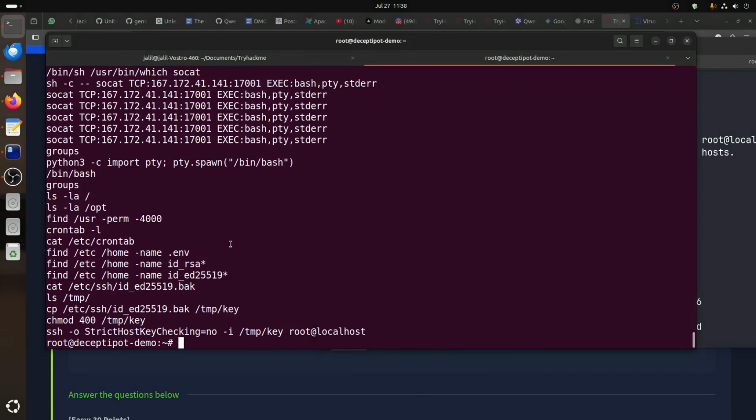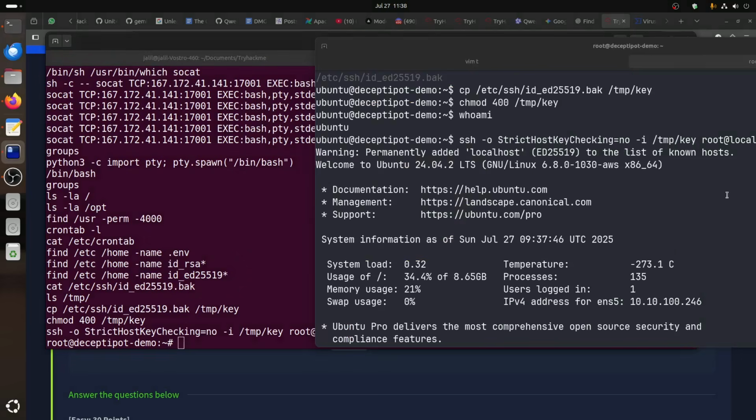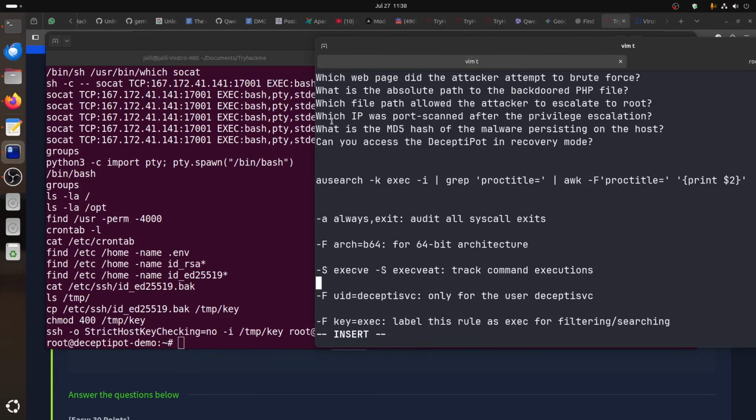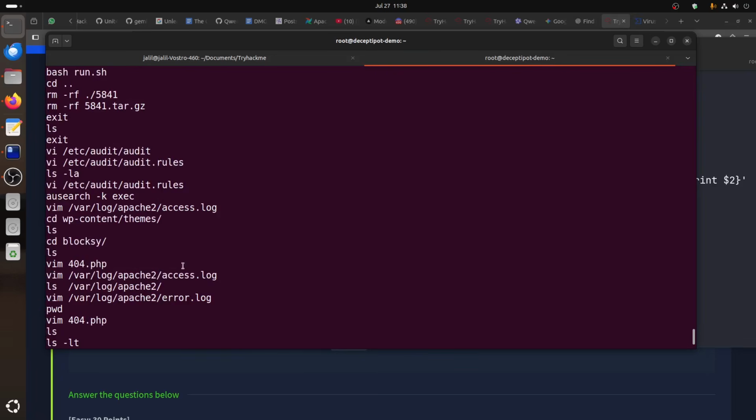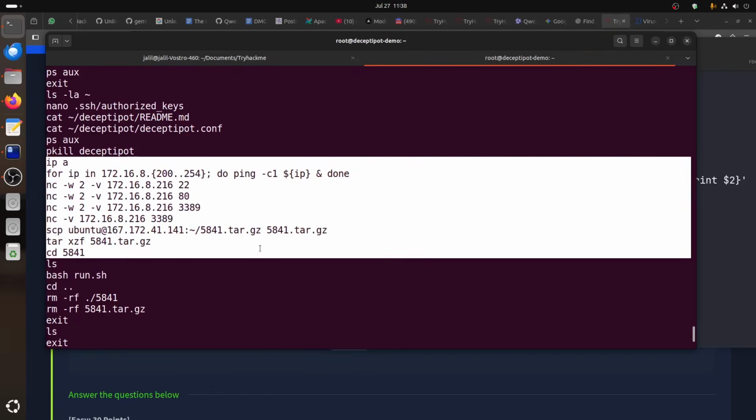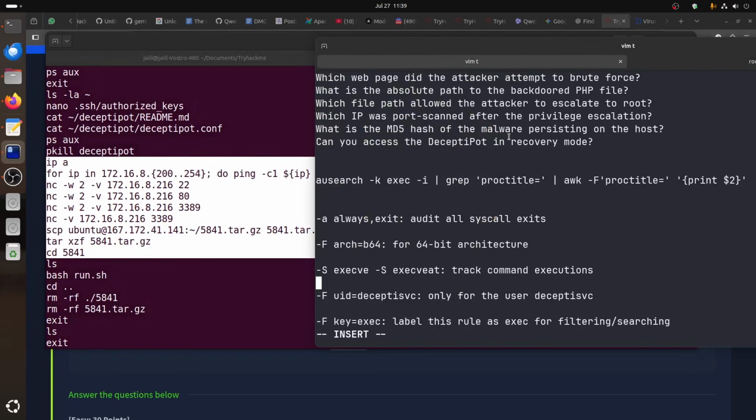So that's the file. Now the next question: which IP was port scanned after the previous scan? Remember we got this one from .bash history. The history shows this part for the IP. You can see it's NC, because he became root and logged in. So he's scanning for the IP 172.16.86.16. That was scanned, so we know that.